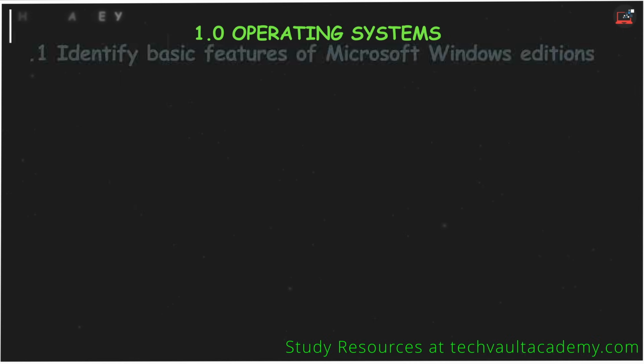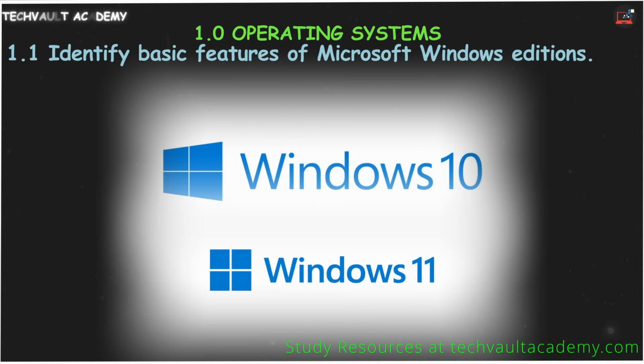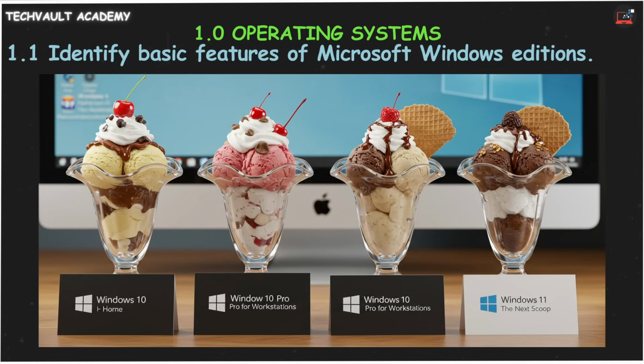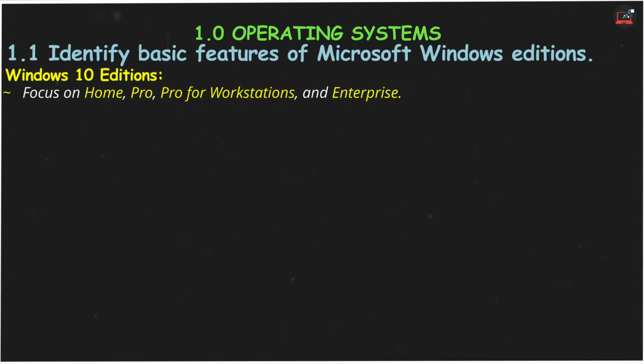Let's tackle the first hurdle, understanding the different flavors of Windows 10 and how Windows 11 fits into the picture. Think of it like choosing an ice cream flavor. They all share a common base, the Windows operating system, but each has its own unique toppings and richness. We've got 4 main editions to focus on: Home, Pro, Pro for Workstations, and Enterprise.